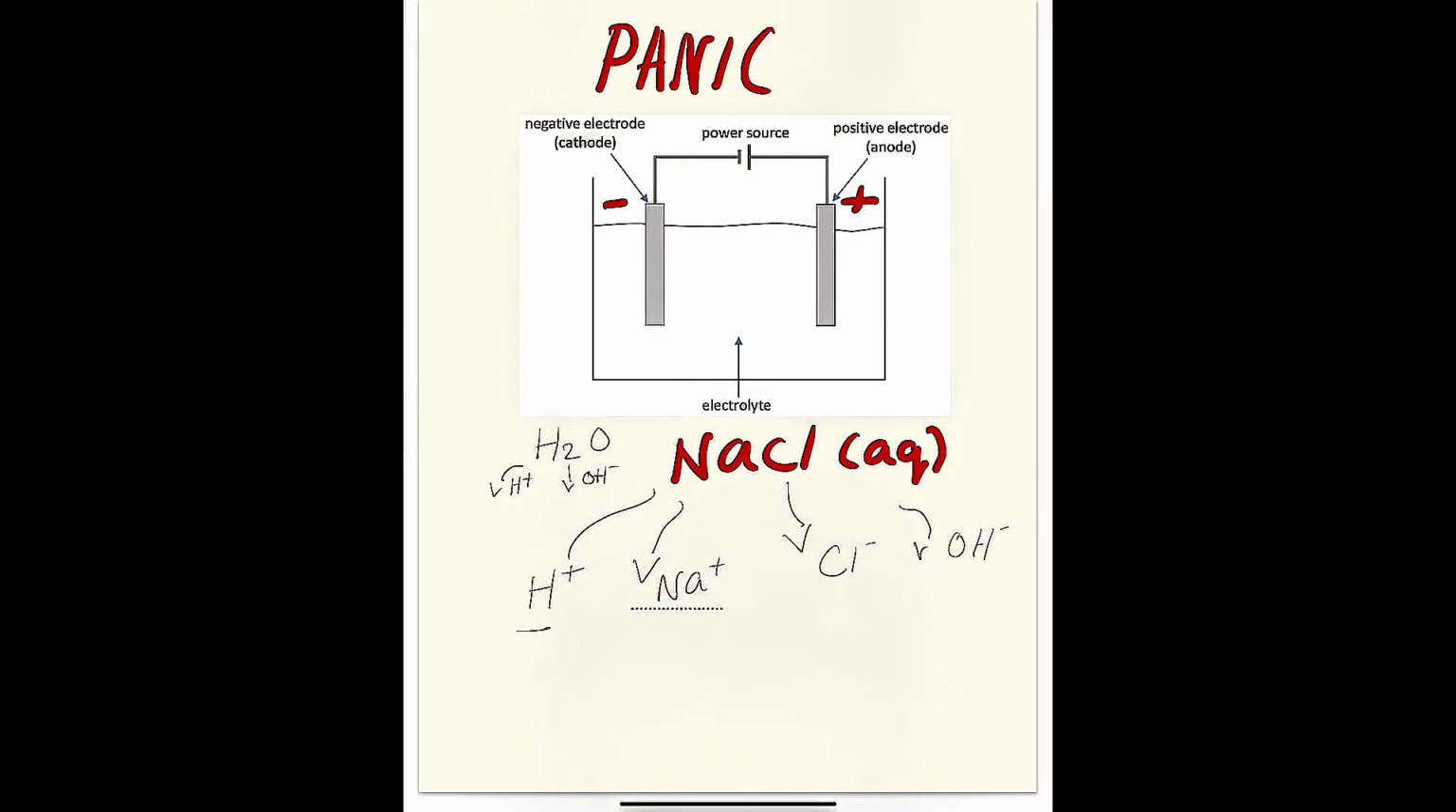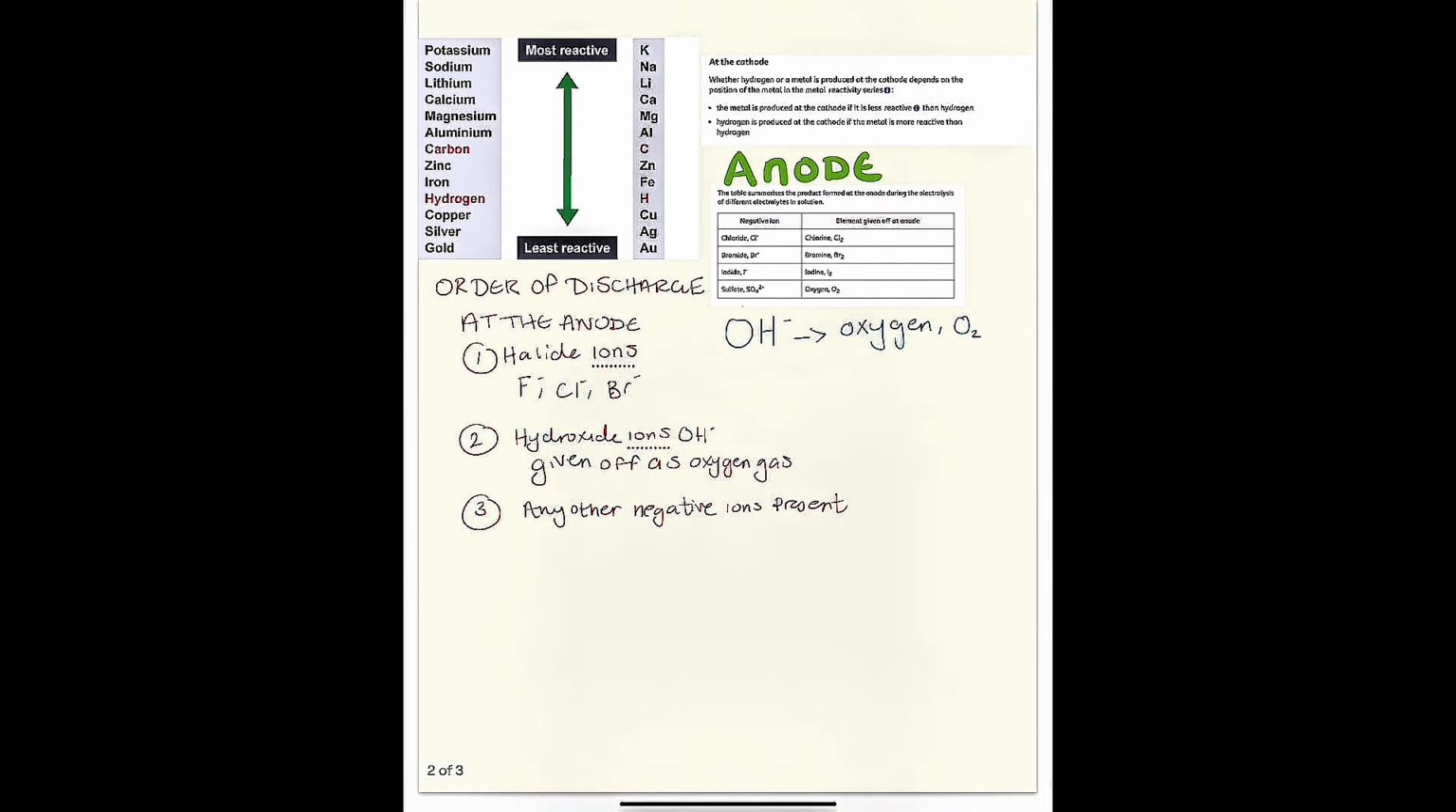Now, we need to work out which one of these are going to be made at the cathode or the anode. So it's a bit like a competition. There is a rule that we need to remember at the cathode. Before we move on to the anode, I'm going to go through the cathode. We can see we've got two negatively charged ions and two positively charged ions. A lot of students say that sodium is going to be made at the cathode. It's not going to be hydrogen. So let me show you this rule over here.